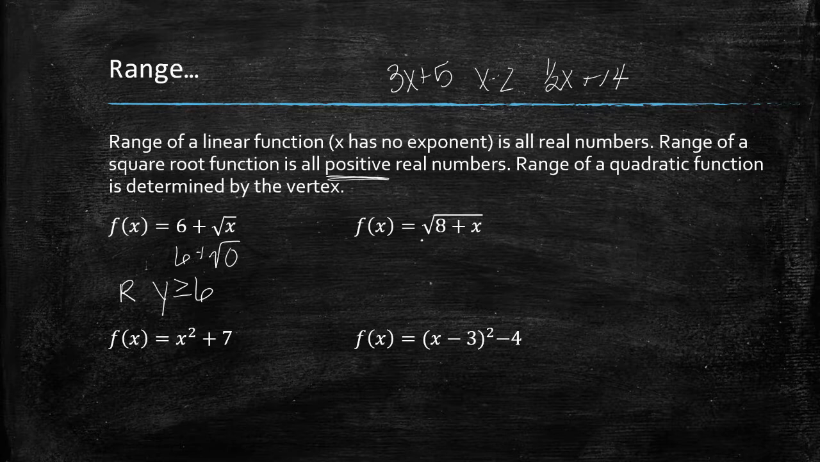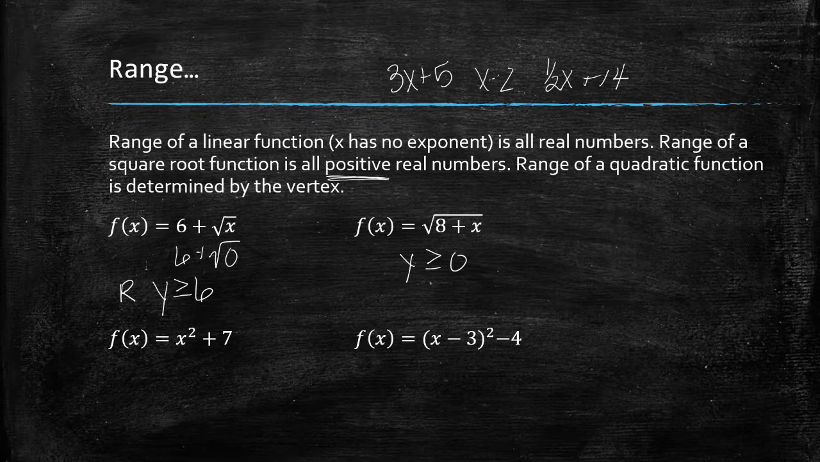Now the second one here, I have a square root. Remember before I said my domain would be anything greater than -8. That's going to give me a square root value of anything greater than or equal to 0. So my range here is going to be greater than or equal to 0.